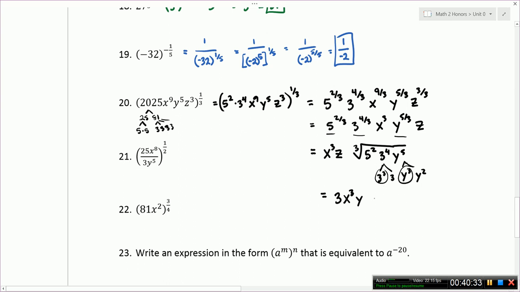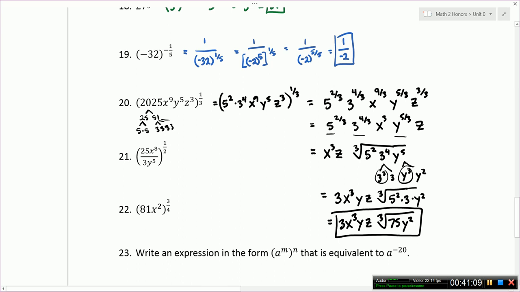And then z, that's on the outside, times the cube root of what's left. We have a 5 squared times a 3 times a y squared. Just be careful keeping track of all the little pieces. And then we can multiply 5 squared times 3. So final answer, 3x cubed y times z times the cube root of 25 times 3 is 75, y squared.